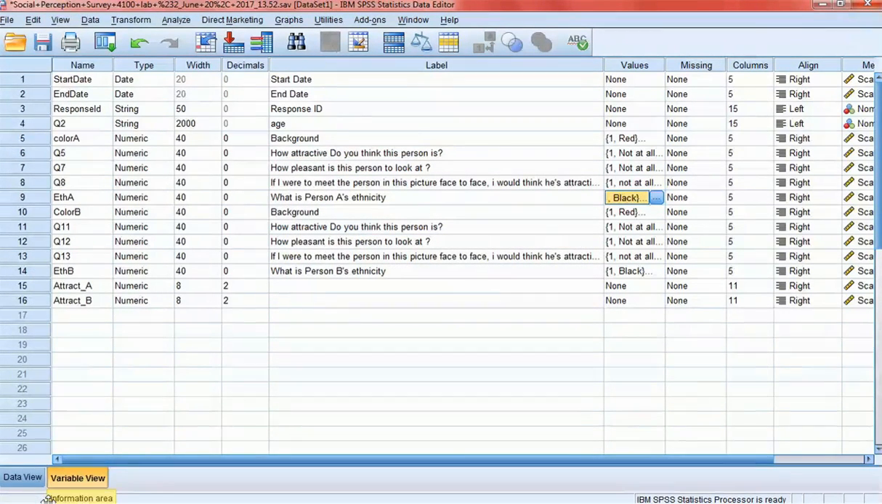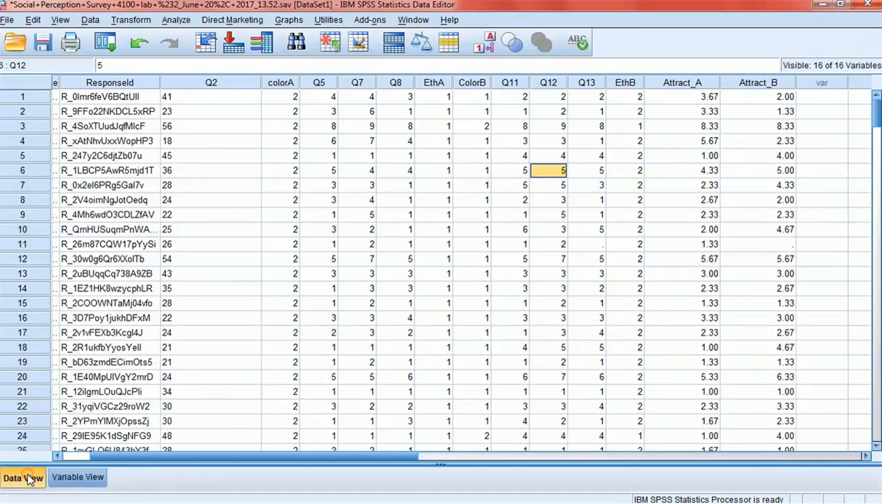And remember, we counterbalance the orders. So for half of the participants, they saw the red background first. The other half saw the gray background first. And then we also counterbalance within ethnicity. So half of the participants saw the black guy in front of the red background, and the same for the white guy.